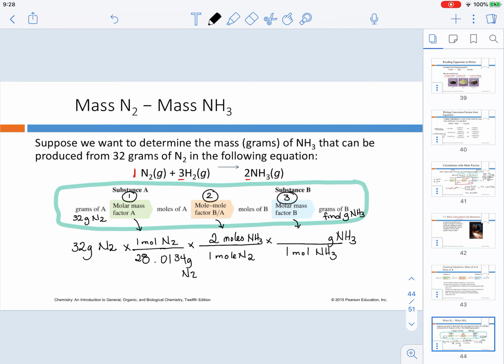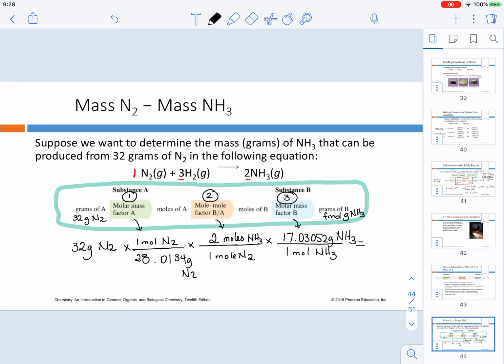So in order to do that, we're going to multiply 1.00794 times 3. Those are the 3 hydrogens. And we're going to add that value to the mass of nitrogen, which is 14.0067. So the molar mass for ammonia is going to be 17.03052.